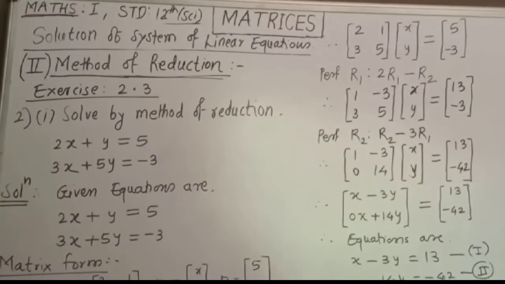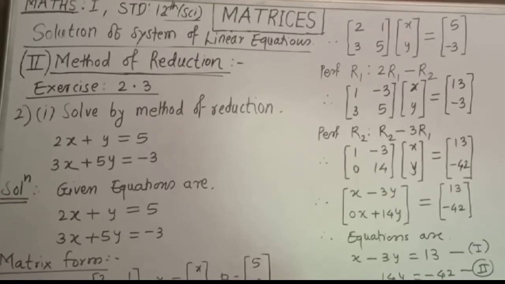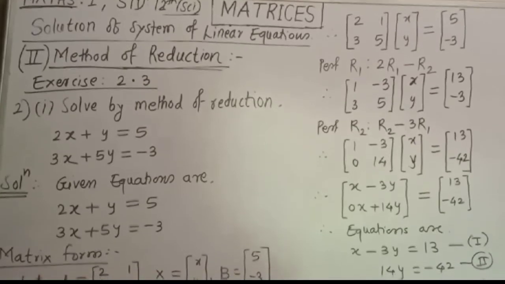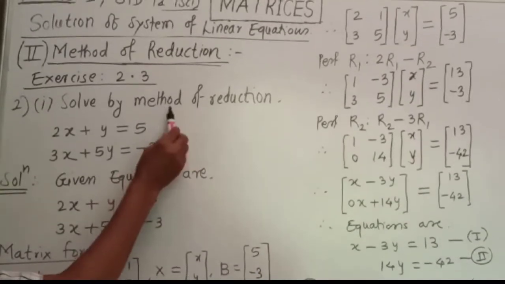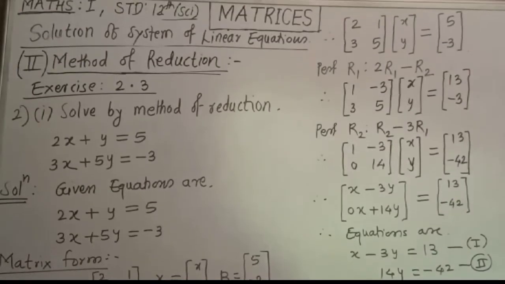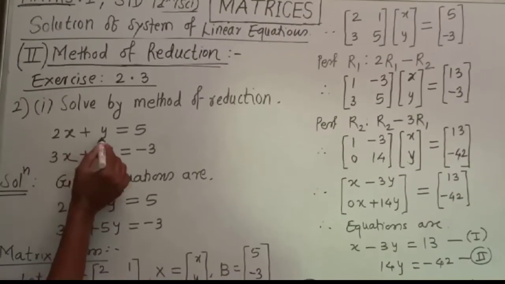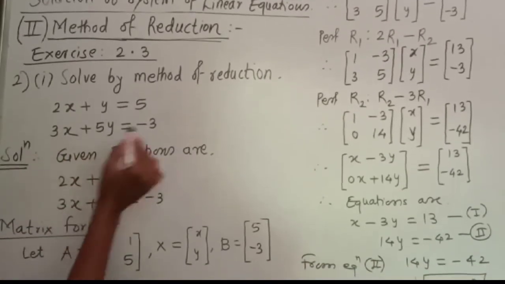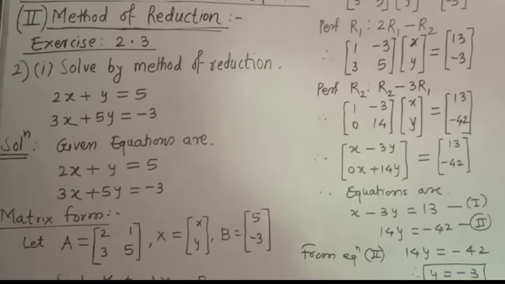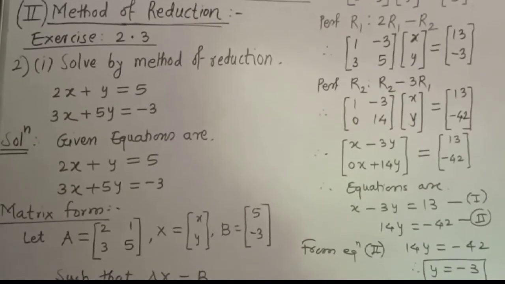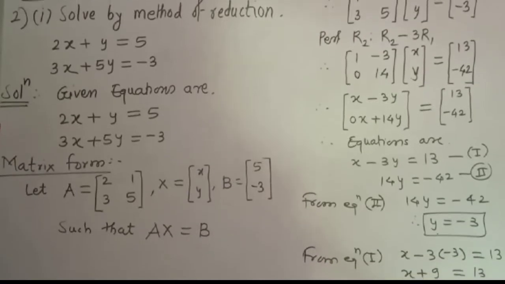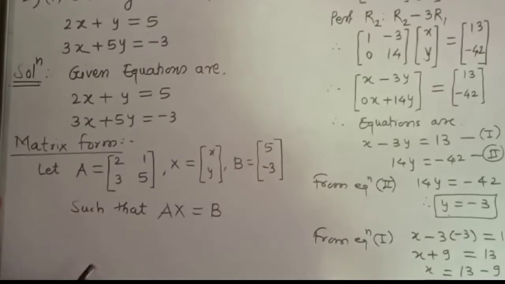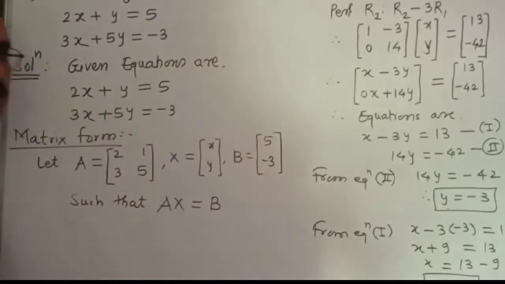Now we solve another example. This example is in exercise 2.3. Example is, solve the following equations by method of reduction. Equations are 2x plus y is equal to 5 and the second equation is 3x plus 5y is equal to minus 3. Now the solution. The given equations are 2x plus y is equal to 5, 3x plus 5y is equal to minus 3.